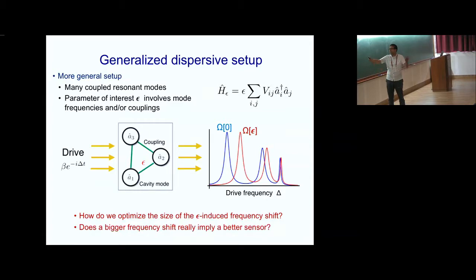And the question is, how best to build a system like this? Given a particular coupling to my parameter that I'm trying to sense, how do I get the biggest possible frequency shift? Right? Because you would think that would make for the best sensor. And then the question you could ask is, well, wait a second, is getting the biggest possible frequency shift when I turn on epsilon, is that really the same thing as having the best possible sensor? Or do I need to think about that a little bit more?